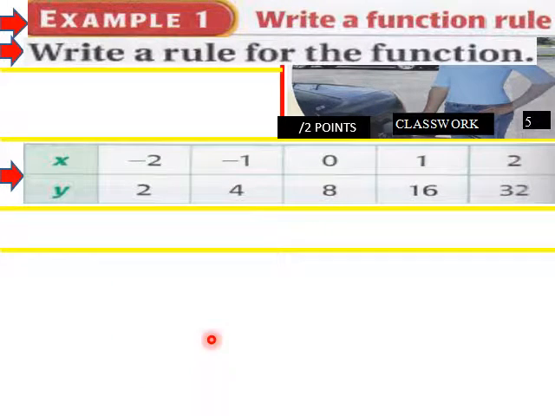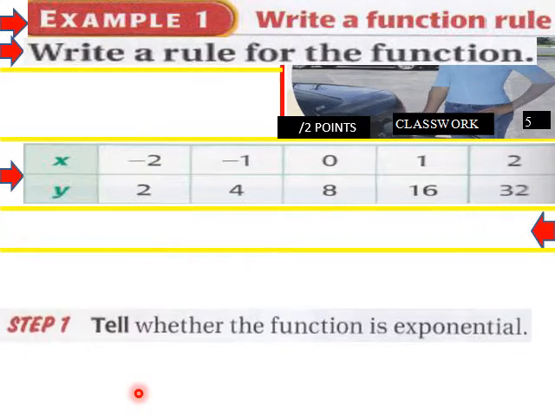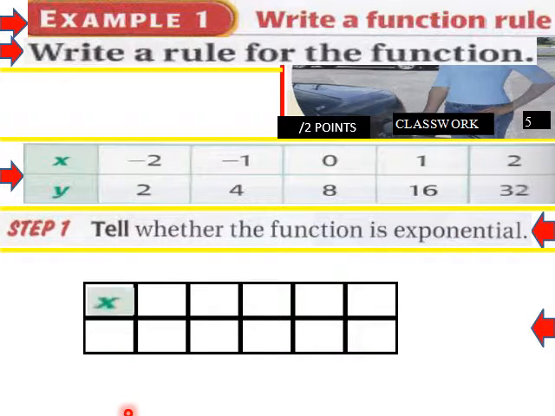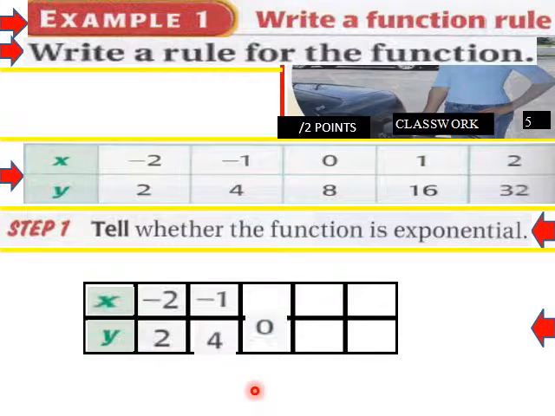Write a rule for the function. So here is a function. Tell whether the function is exponential. Here's our table, x and y. So when x equals negative 2, y equals 2. When x equals negative 1, y equals 4. When x equals 0, y equals 8. When x equals 1, y equals 16. Then when x equals 2, y equals 32.